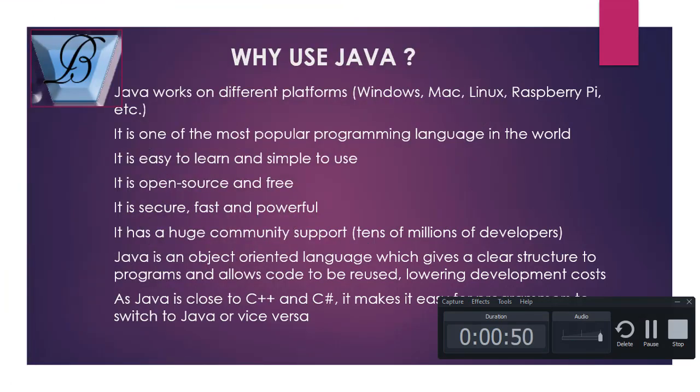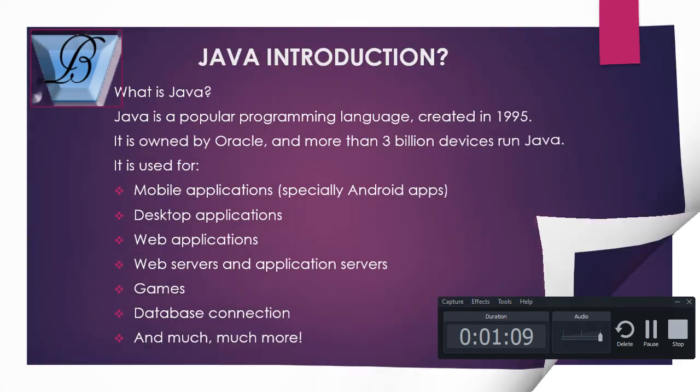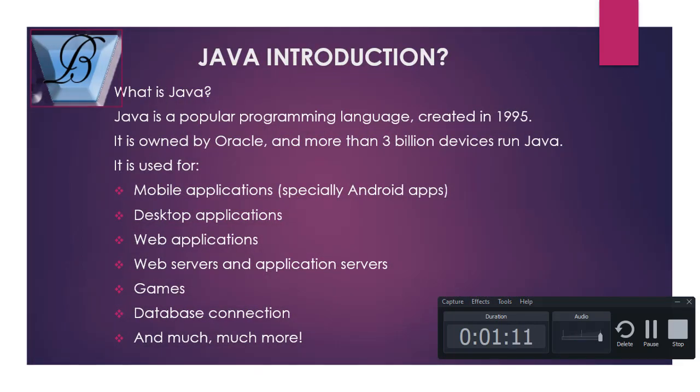Why do we need to use Java? As I said before, it is the most popular programming language that we have. It is very easy and simple to use. It is an open source and free programming language. It is secure and very, very powerful. It has a very huge community support, which means that even if you have an issue, you have support to help you with it.